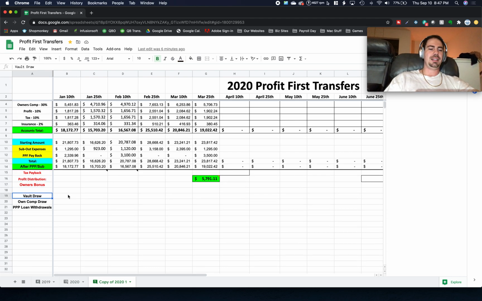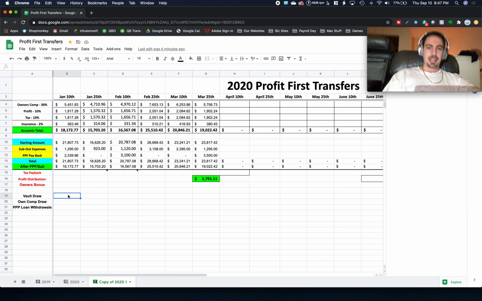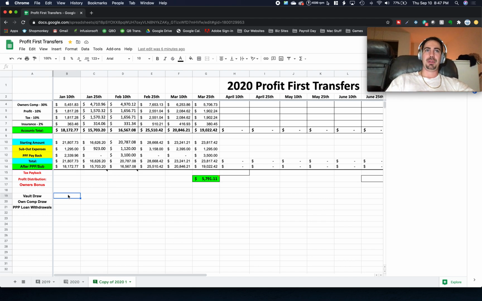Vault draw: that is if for any reason I need to pull money from the vault for a "fuck my life" type of experience, or something bad happened, or we're making a big move, we had to put a big down payment on something. I just track that there.